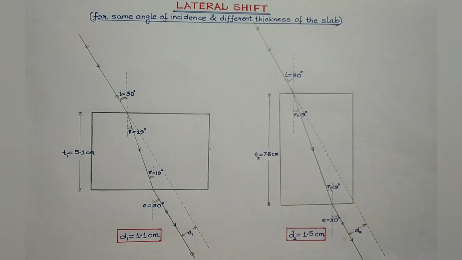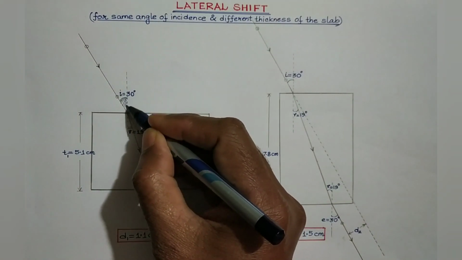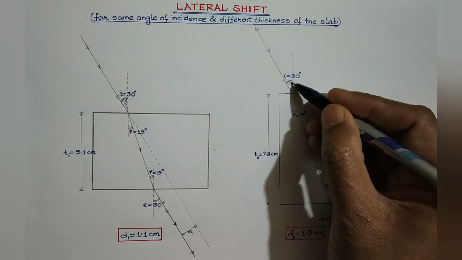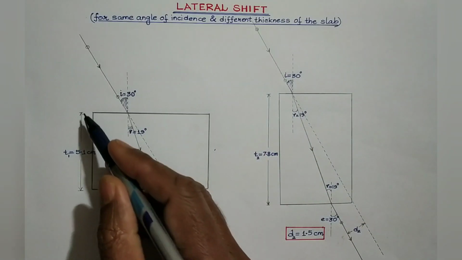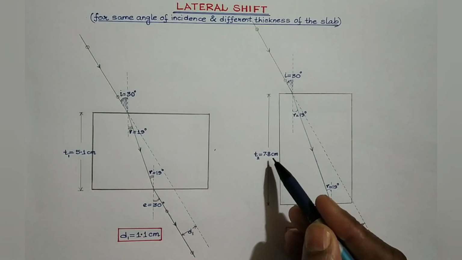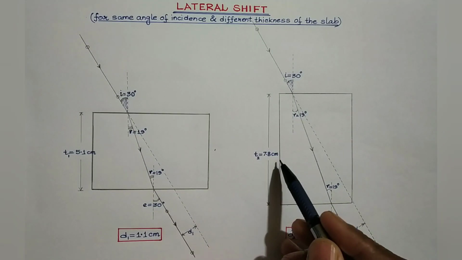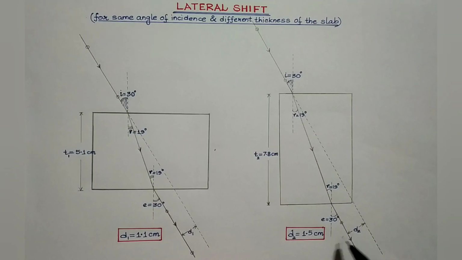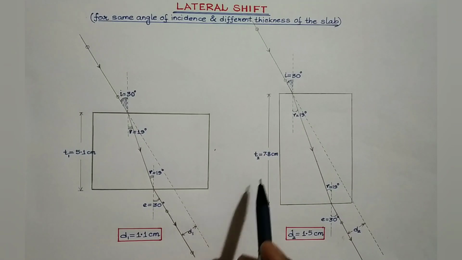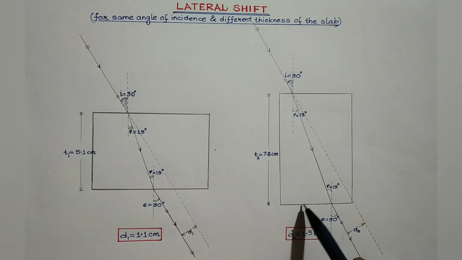So what we observe is, students, for the same angle of incidence, look here i is equal to 30 degree. Here also angle of incidence is 30 degree. But obviously the thickness of the slab over here is 5.1 centimeter and over here the thickness of the slab is 7.8 centimeter. So the lateral shift in case of more thickness of the slab is found to be much larger as compared to the previous case. So students, the lateral shift increases with the thickness of the slab provided the angle of incidence remains constant, right?